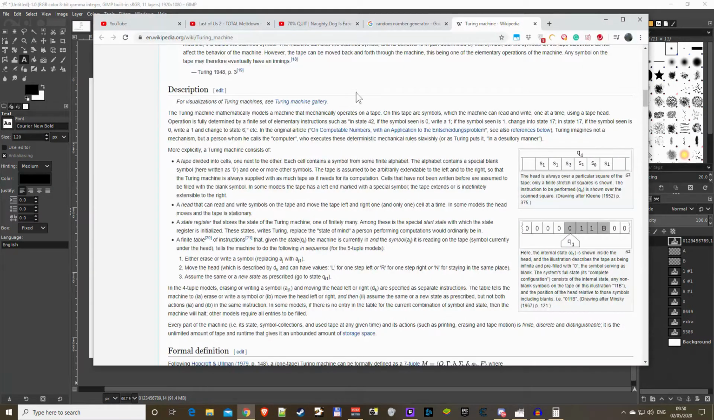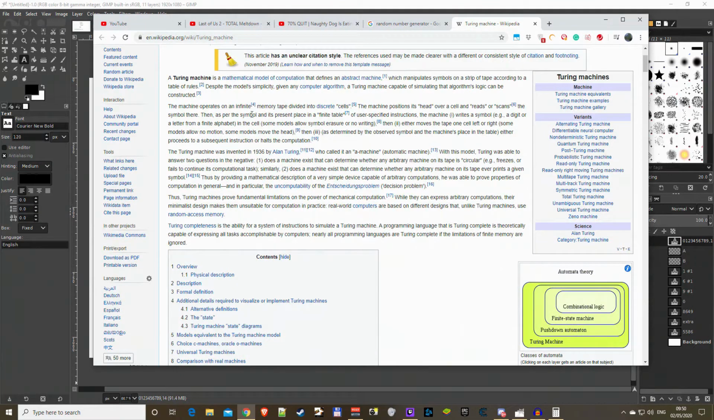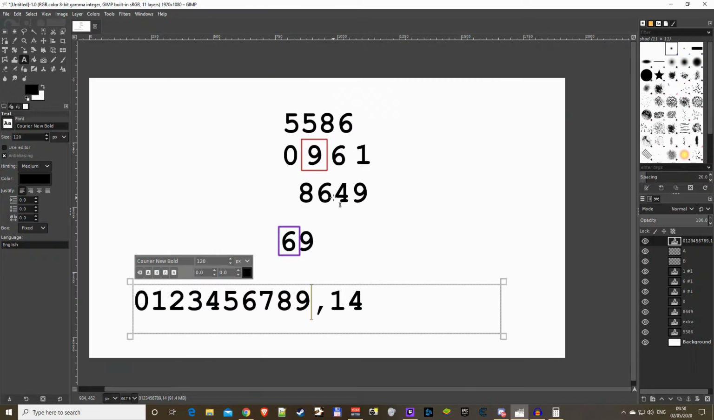So there we go. We have a finite table of user-specified instructions. Okay.